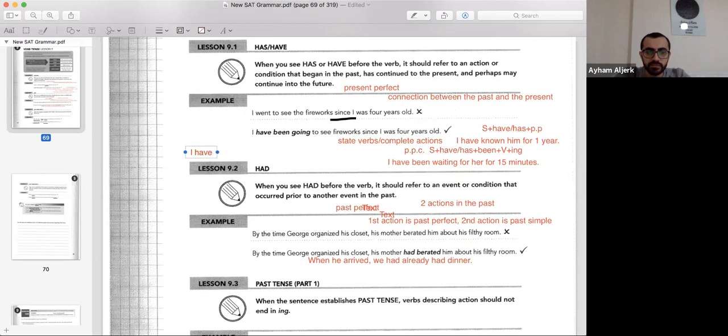I'll write another example. I have done my homework. So here, I started in the past and now I finished in the present. So it's a completed action. So I can use present perfect simple here. But for present perfect continuous, if I am focusing on the action, so we have action verbs, and my focus is not about whether I completed the action or not. It's about the action itself. So when I focus on the action, like I'm focusing on the action of waiting.